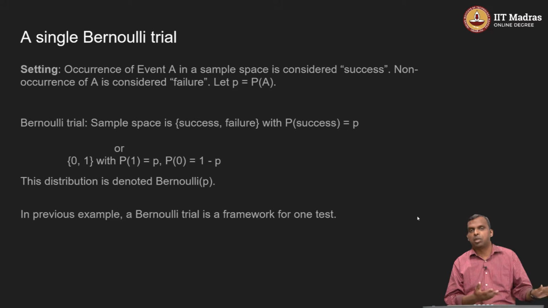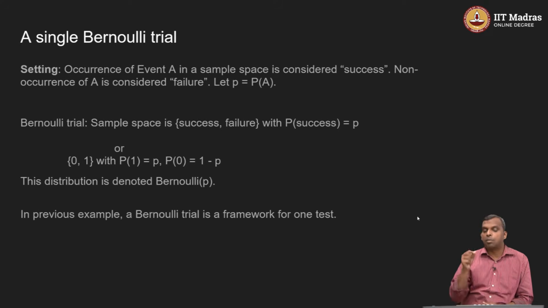If somebody did not test positive, that's like a 0. Somebody tested positive, it's a 1, and you add all of those ones together, you get the total number that tested positive, isn't it? So something like that. So this is what the setting is, and let's say the small p is the probability of this event A.